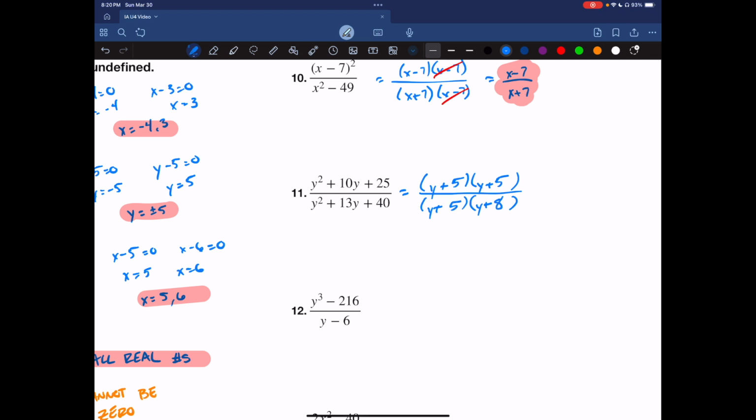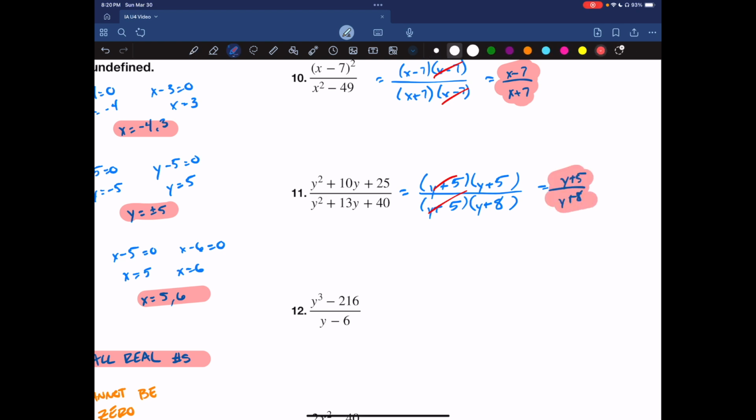Now, in class, I say this a lot of times, but if you know on top that I have a y plus 5 and a y plus 5, it'd be really nice if a y plus 5 showed up in the bottom. So let that be your guide. If you get stuck on, all right, what times what is 40 and adds to 13, maybe it's going to be a y plus 5. So does 5 times anything equal 40 and also add to 13? Let that be your guide on how to solve this if you get stuck. And so what's left is my answer, y plus 5 over y plus 8.